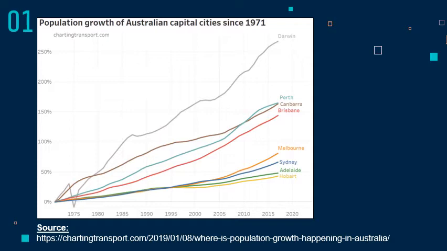The next thing I want to look at is what's the heading? What's the title of this graph? It tells me this is population growth of Australian capital cities since 1971. Okay, so now I know what this data is about.